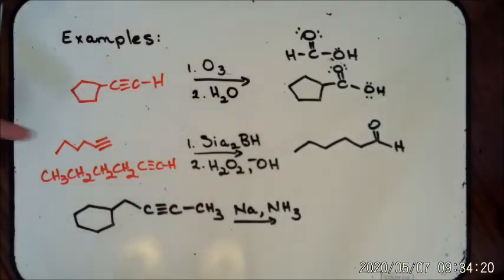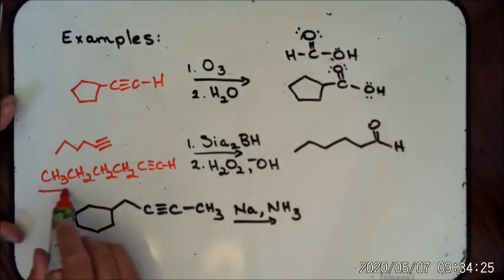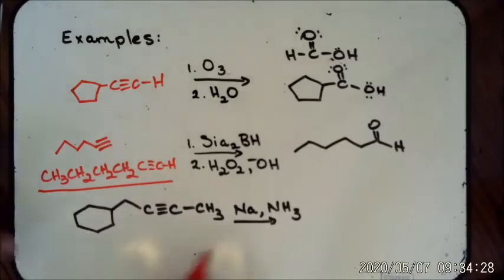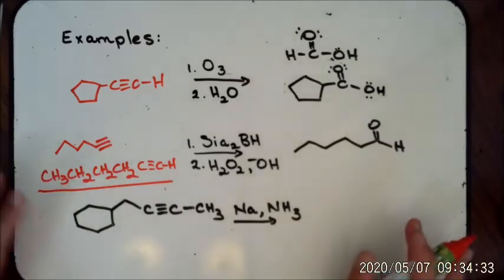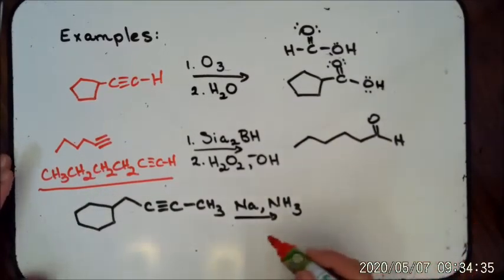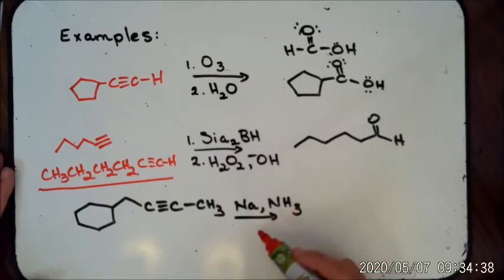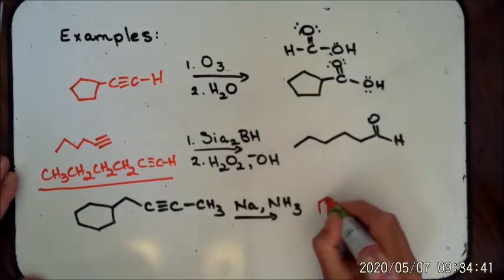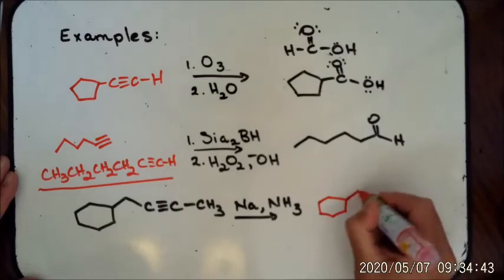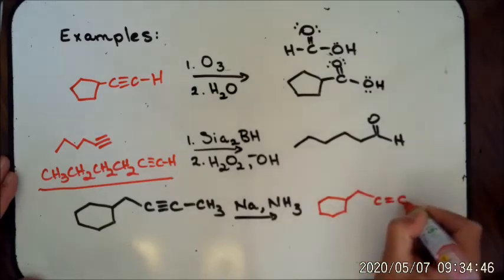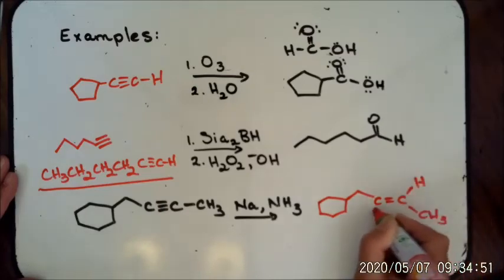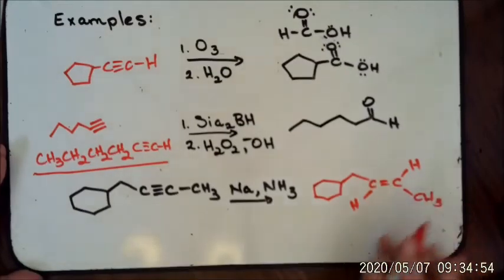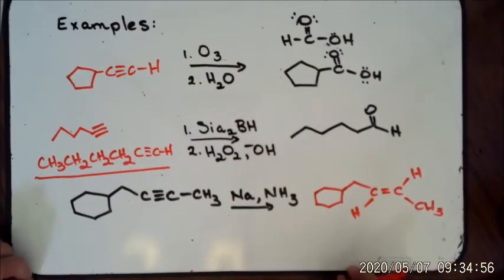Now what happens if it were internal? You get a mixture of products, right? So this is my starting material here. In this one, sodium and ammonia, I'm actually doing hydrogenation. I'm adding hydrogen across it, but in this case it's going to give me the trans orientation. Okay, so that's how you go through and do these examples.